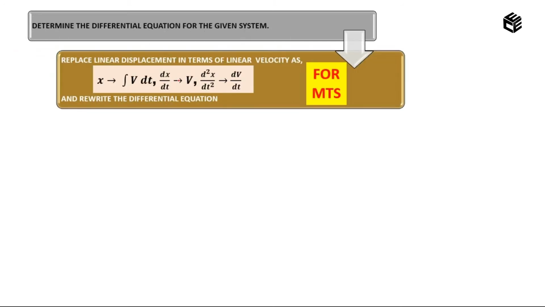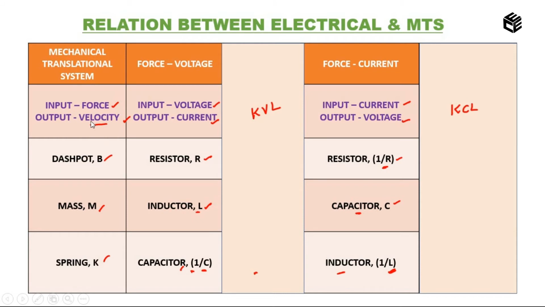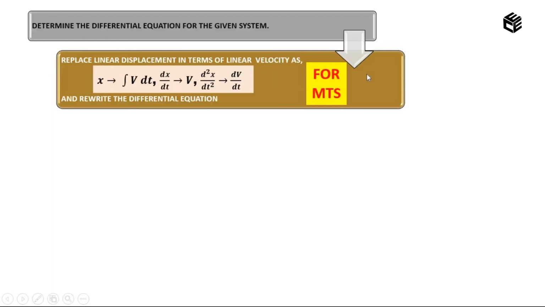Next, we need to replace linear displacement in terms of linear velocity. Here I have mentioned the input as velocity, so the assumption comes here. Linear displacement is replaced by velocity. Instead of x, we will write integral v dt. Instead of dx by dt, we will write v. And instead of d square x by dt square, we will write dv by dt.